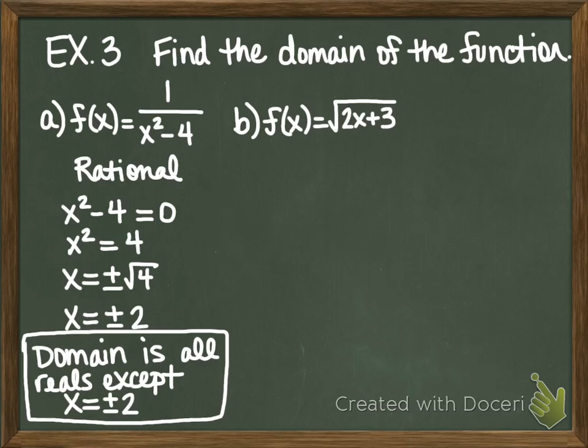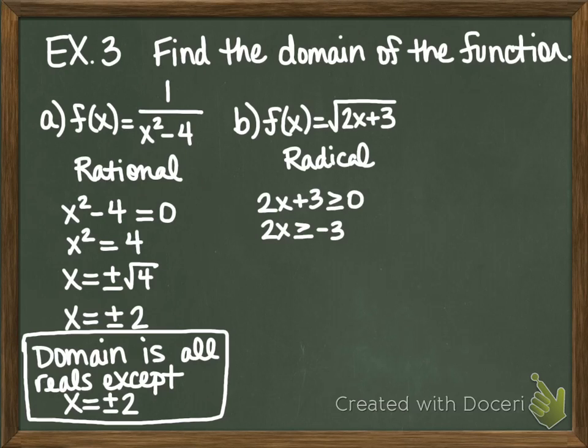Okay, so the next one is f of x equals the square root of 2x plus 3. So this is a radical function. For a radical function, you're going to take what's underneath the square root and you're going to set it greater than or equal to 0. And we're going to solve this. So I would subtract 3 on both sides. So 2x is greater than or equal to negative 3, and then divide by 2. So x is greater than or equal to negative 3 over 2.